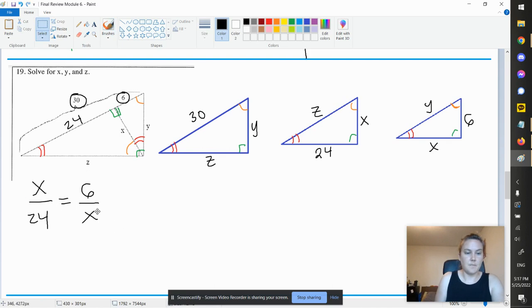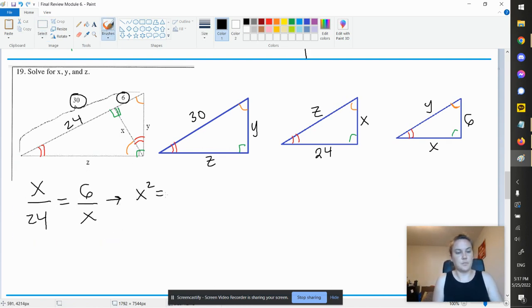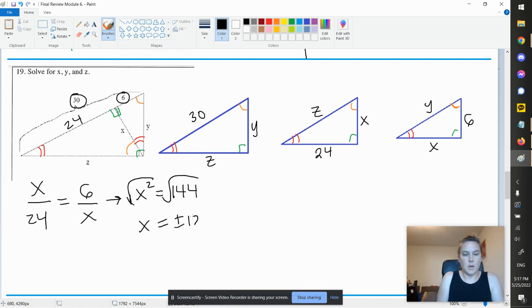Once I have this equation, I can cross multiply, do 6 times 24, and get 144. When I take the square root, I get that x is plus or minus 12, but because it's a distance, it's definitely going to be 12. So every time we see x, we can write 12.